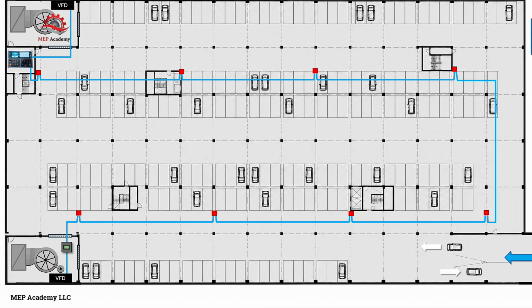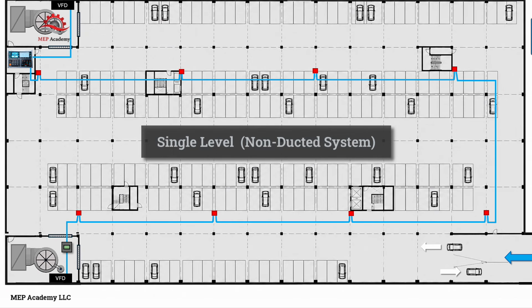Garage design layout options. Here are several common ventilation strategies used in commercial parking garages. The actual design varies depending on the building configuration, local code requirements, and whether the garage is above or below grade.